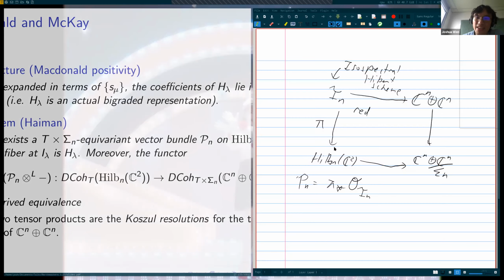So I think BKR is just saying that this thing here, the Fourier-Mukai transform, will yield that derived equivalence. Haiman probably strengthened this to say that this push forward is exactly a vector bundle. And yeah, sigma and x here. Thanks. That makes sense.